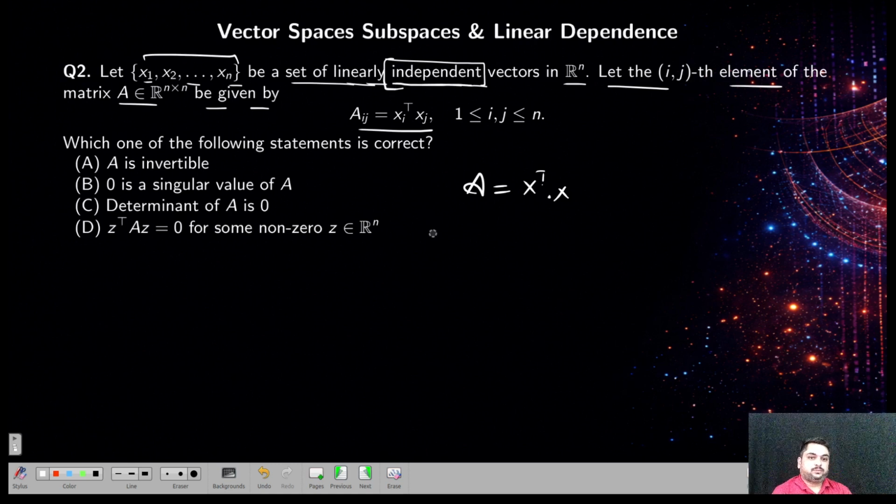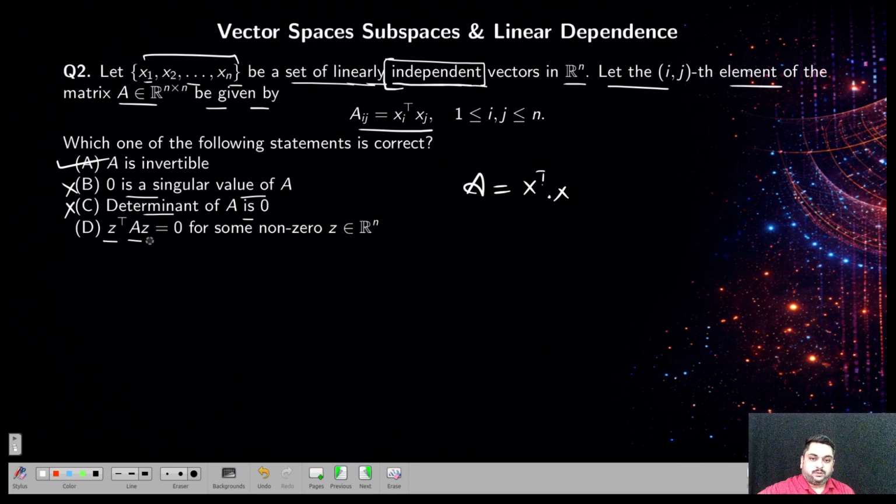So if you know the property of rank, the null space becomes 0. If the null space is 0, then A is definitely invertible. It is not singular. That is the concept here. Zero is a singular value of A. Determinant of A is 0. No, because it is a full rank matrix. Therefore, there are no dependent columns, so the determinant will not be 0. That is, it is not a singular matrix. Definitely, if it is not singular, based on the property of inverse, you know that it is invertible.